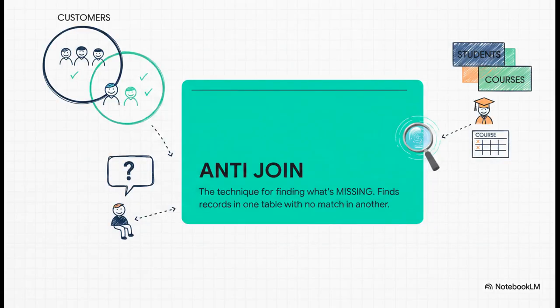Now, this next one, this is a personal favorite. It's called the anti-join. It's important to know this isn't a specific command you type. It's more of a clever pattern, and its whole purpose is to find what isn't there. Think about questions like, which of our customers have never placed an order? Or which students aren't signed up for any classes? The anti-join is how you find those really important gaps in your data.